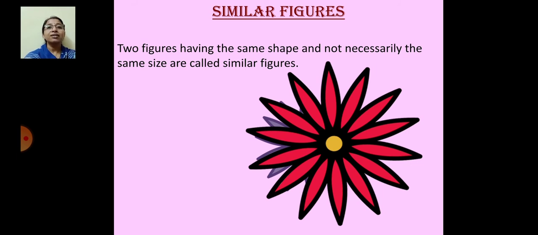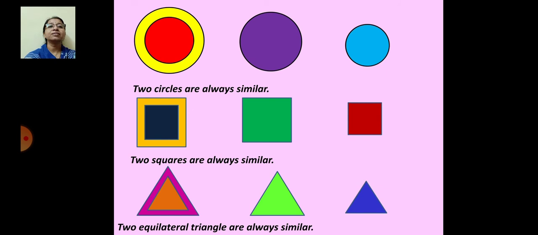Now there are some geometrical figures which are always similar. Let us see what those are. Here, in the first diagram you can see circles of different radii, isn't it? Here is a concentric circle, this is another circle, this is a third circle. These are all circles, but their radii are different. Same shape but different size is an example of similar figures. So you can say that two circles are always similar.